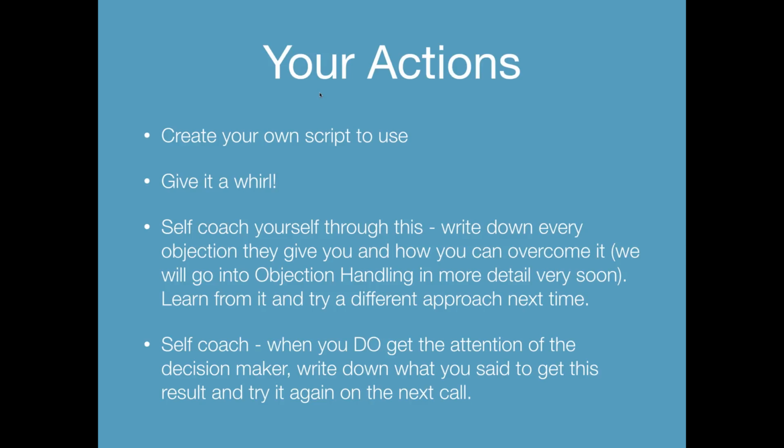Give it a shot. You need to give it a try, and you need to practice it through. We've talked about self-coaching before, so self-coach yourself through this. Write down every objection they give you right at the very beginning and how you can overcome it. And I'm going to give you some more on objection handling later. Learn from it and try a different approach next time. When you do get the attention of the decision maker, write down exactly what you said to get this result and try it again on the next call.